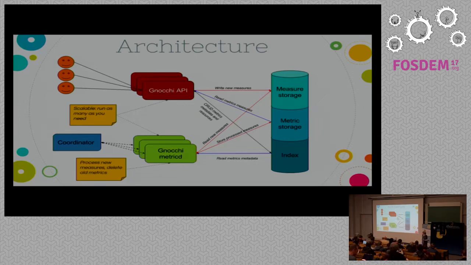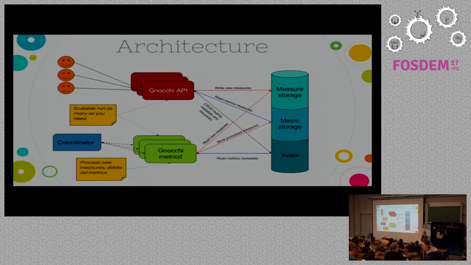And you have another process which is called metric D. So you just have to follow the red arrows here. The metric D process is in charge of getting these new measures out of the storage, computing the new aggregation, the new average, the new minimum, the new maximum for each of the guarantees you configured in the archive policies, and storing them back into the metric storage. So the metric storage is a long-term storage. And all of this is stored in the index, which is the last piece of storage of Gnocchi.